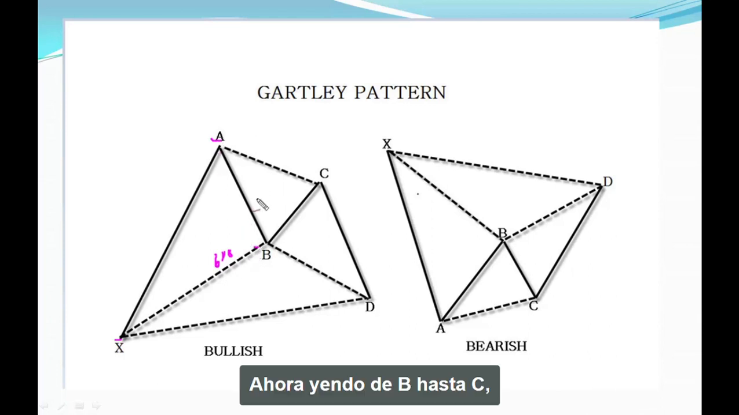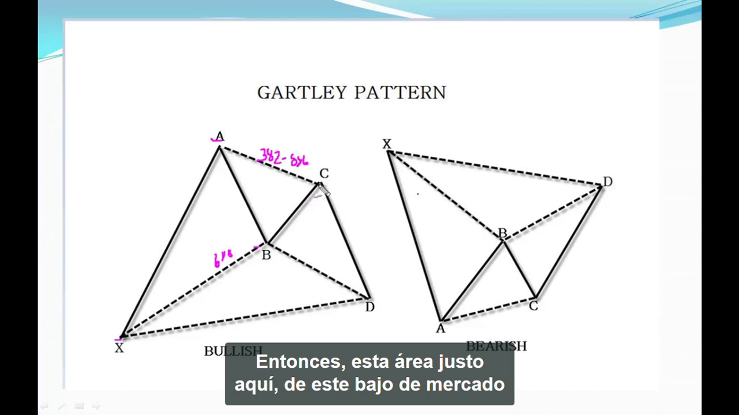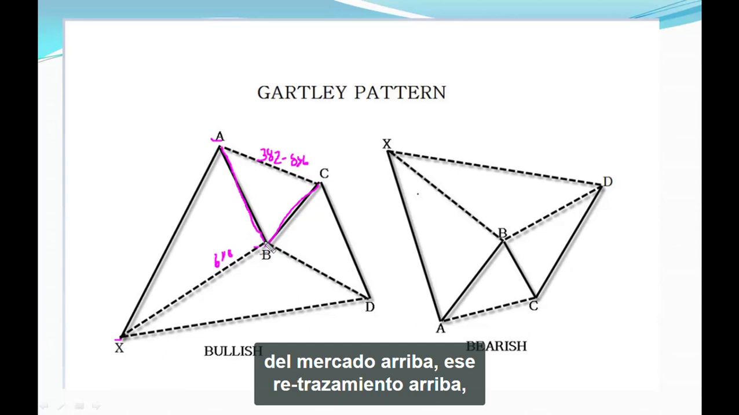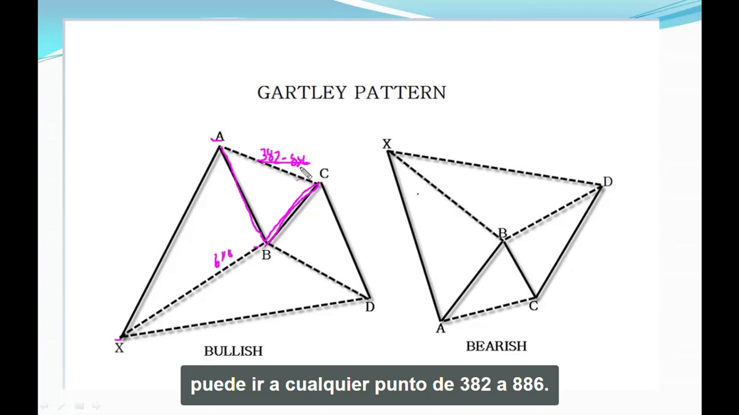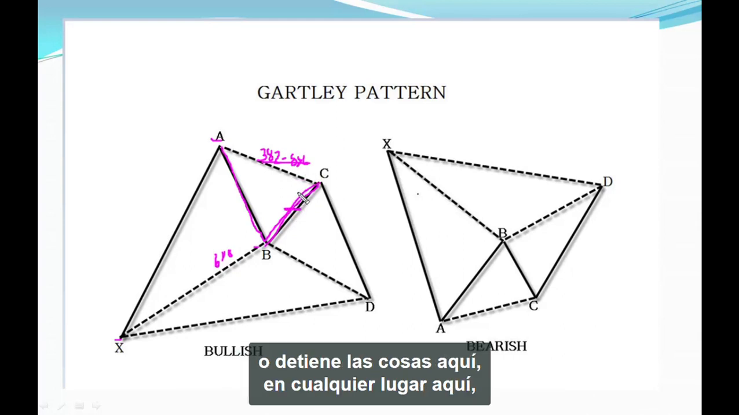Now going from B up to C, the market should be a 382 to 886 retracement. So from this market low, the retracement up can go anywhere from 382 to 886. What that means is, let's just say it stops here or stops here. Anywhere in here, if it stops and turns down, that still qualifies the pattern.